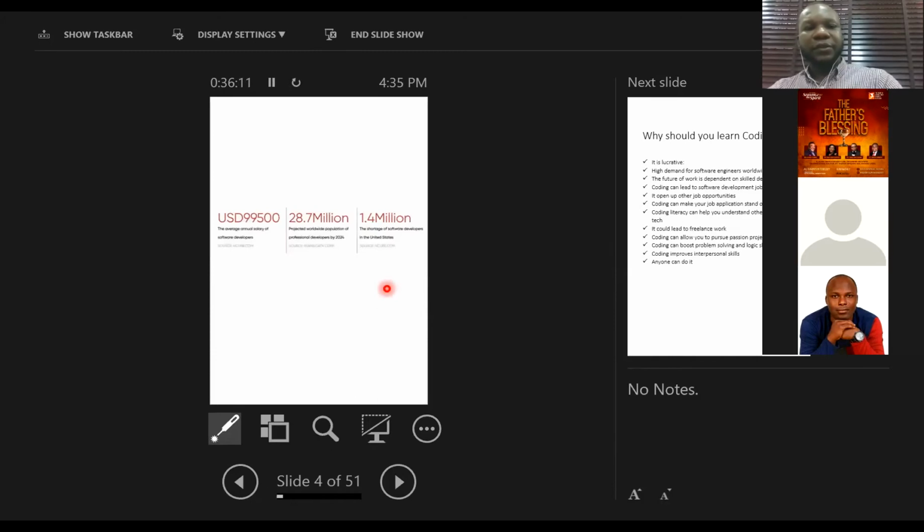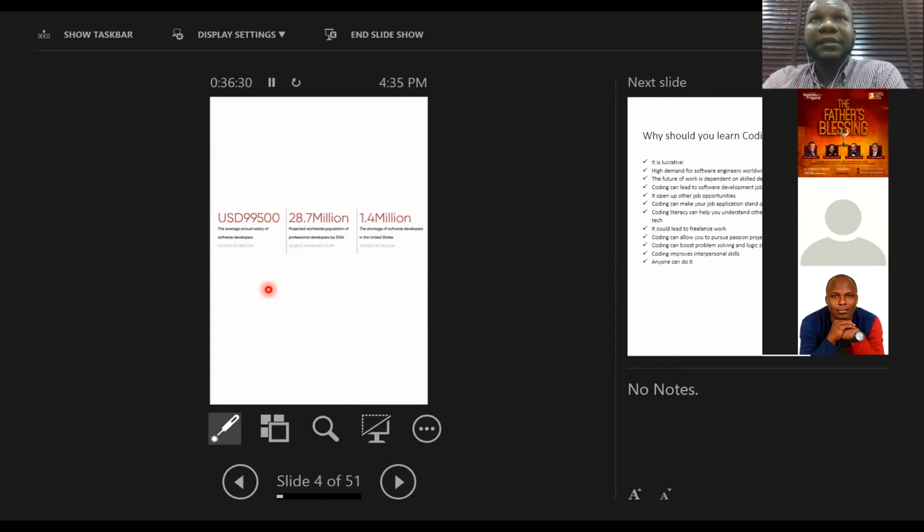Just to show a bit of statistics. I don't know if we can see the slide properly. I mean, this slide is just to buttress what I said earlier, that because of the scarcity in the software industry, the income of software developers has actually gone very, very high all over the world.